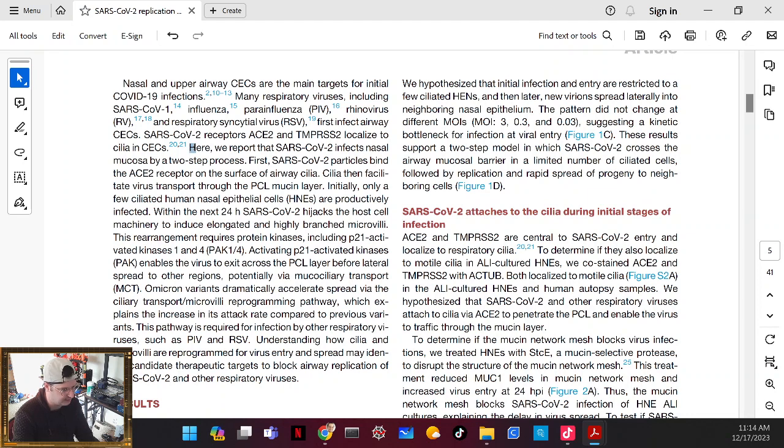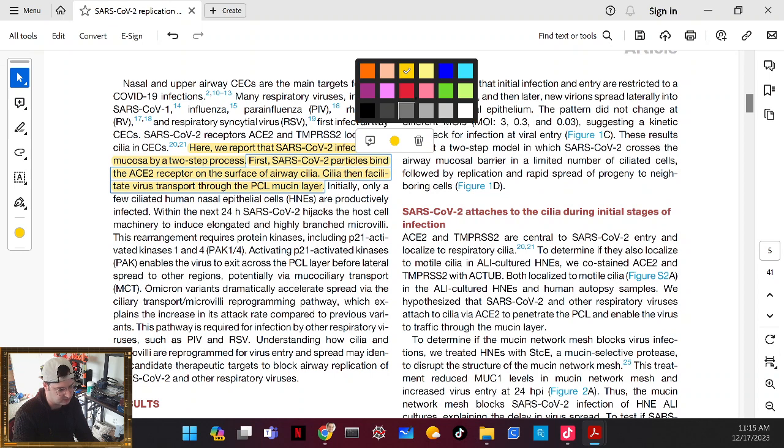So here they're saying that COVID infects nasal mucosa by a two-step process, and that's what I'm interested in. First, COVID particles bind the ACE2 receptor on the surface of the airway cilia. So that's step one. And then cilia facilitate the virus transport to the PCL mucin layer. So that's what we saw in the diagram above, they're binding to those motile cilia, and then just tracing down the cilia to the microvilli where they're binding.